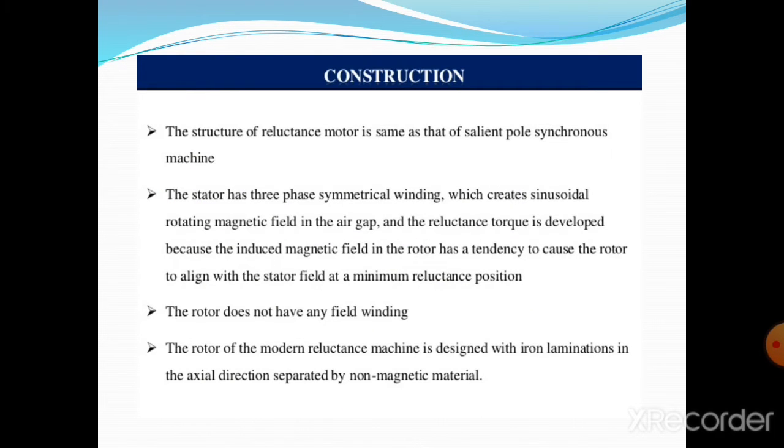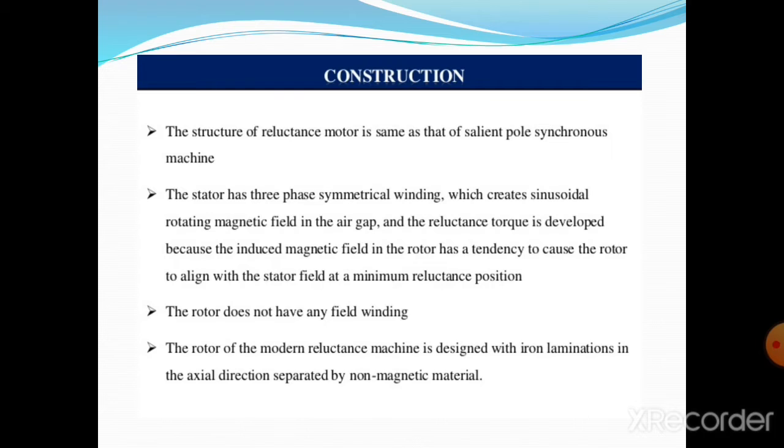The next topic is construction of synchronous reluctance motor. The other name of synchronous reluctance motor is SYRM or SYNREL motor. In the last unit we discussed the permanent magnet synchronous motor. That motor operates as a synchronous reluctance motor if the magnets are left out or demagnetized.